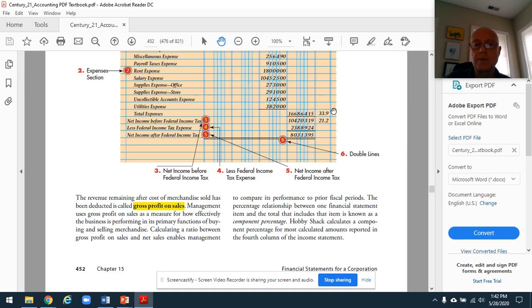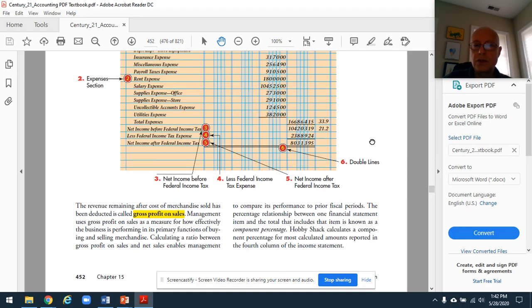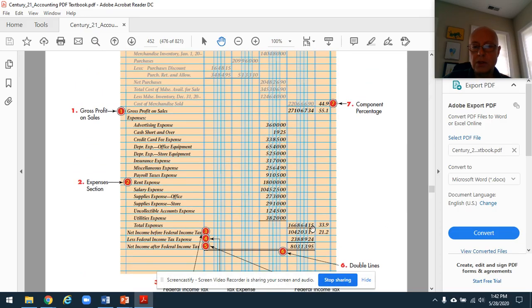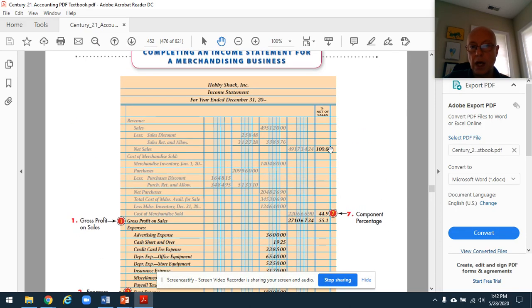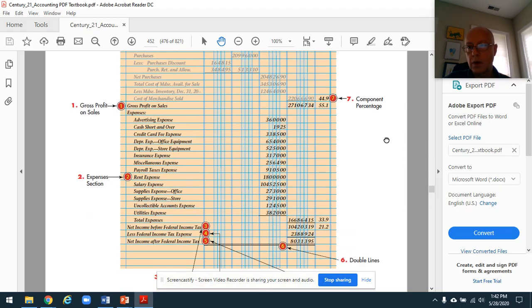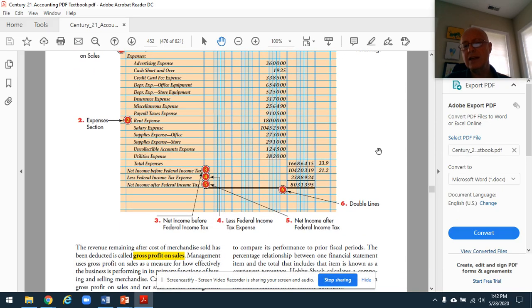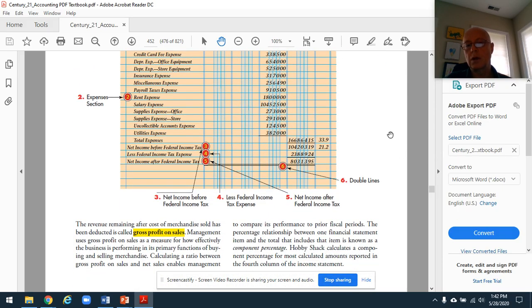So here's our total expenses. The sum of all our variable and fixed expenses is 33.9% of our net sales. Okay, so what's that leave? What's that leave as our gross margin? Well, sorry, our net income. 21.2%. So for every dollar we make, we actually get to keep 21.2 cents.